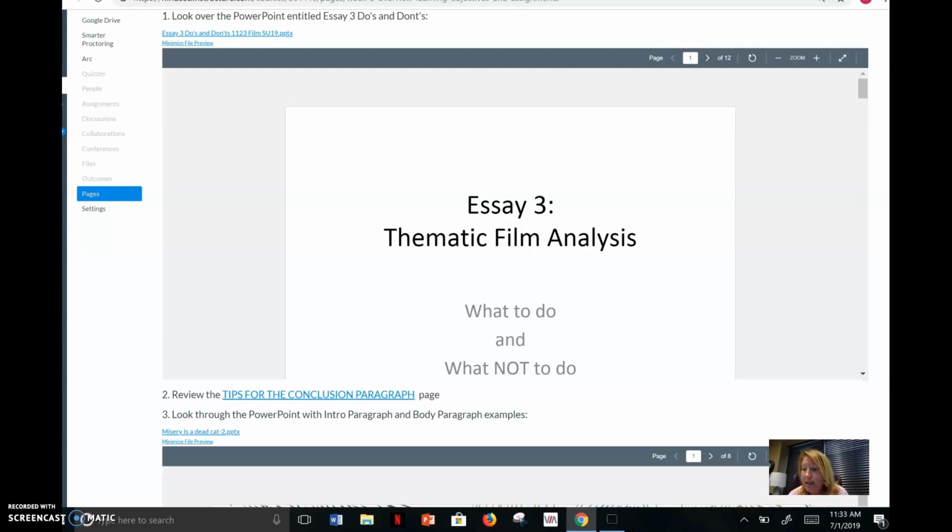Some of you were worried about your paper being too long. What you can do to make it shorter, if you're over your 600 words, is take out that third device. You could probably be fine by talking about, for example, lighting and camera angles. That may help some of you. You can do that for each of your body paragraphs.